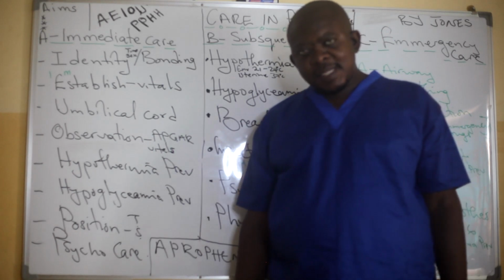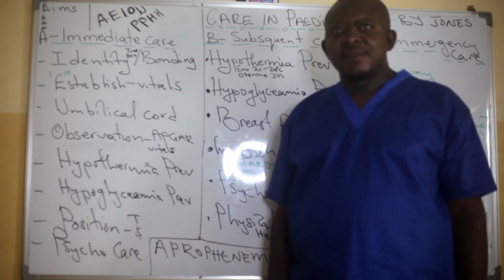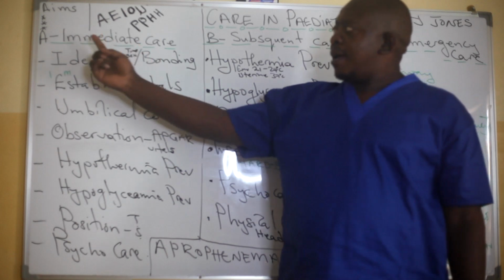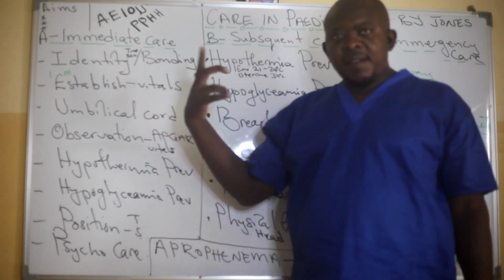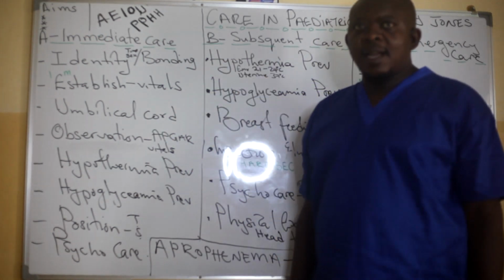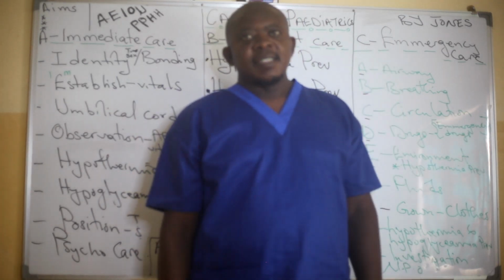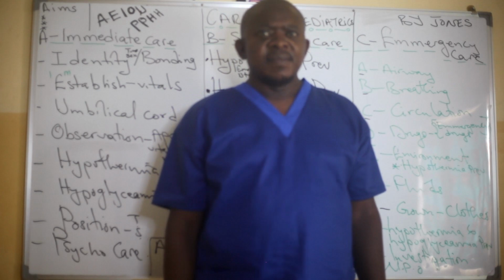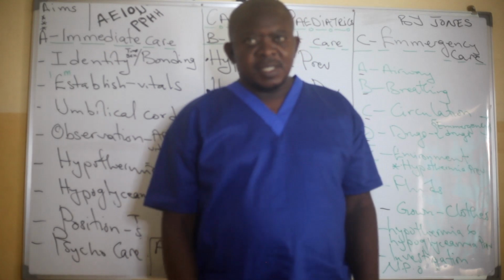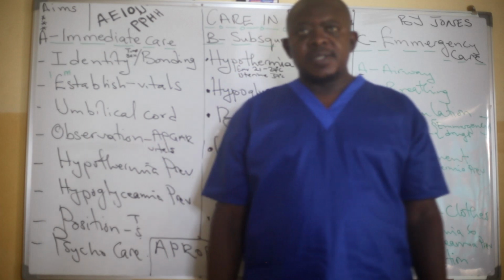I come here with a lesson to do with care in pediatrics. The components that we're going to look at are: A, immediate care of the newborn; B, subsequent care of the newborn; and then we'll look at emergency care in pediatrics. So these are the components that we are going to discuss to do with care in pediatrics.